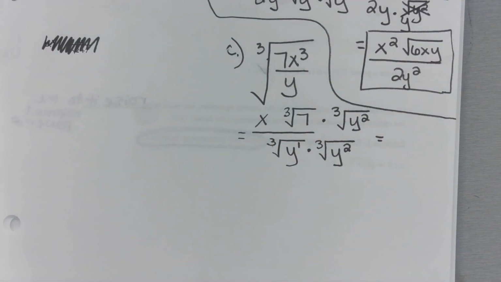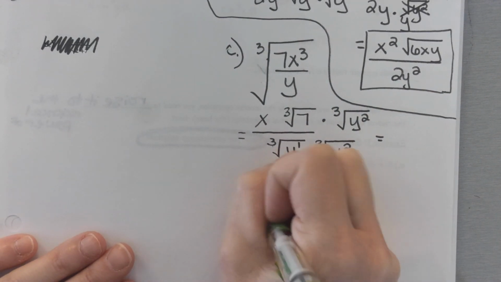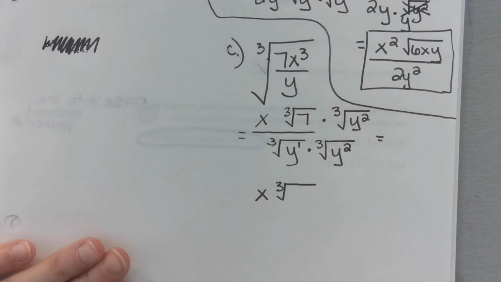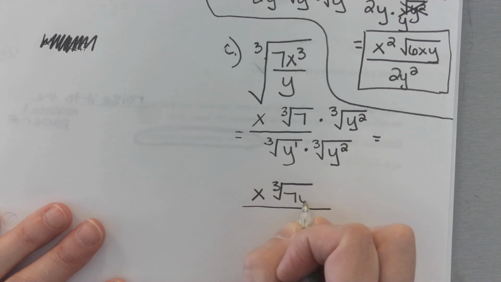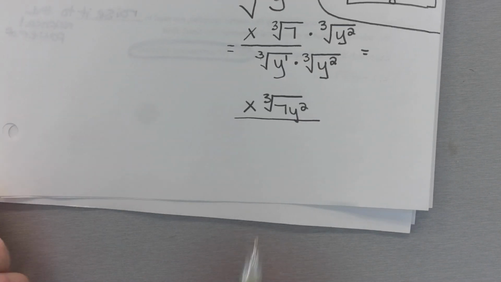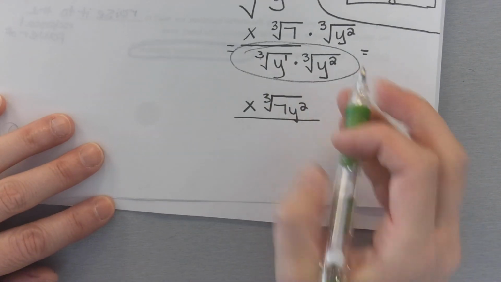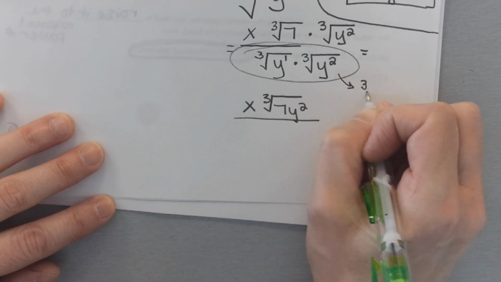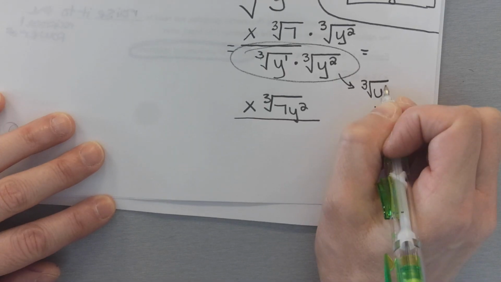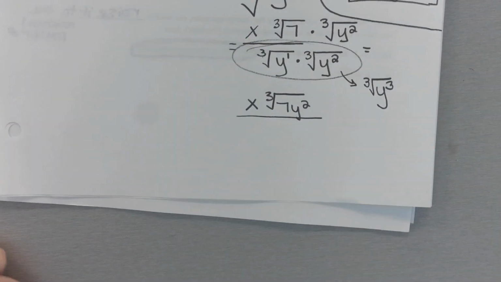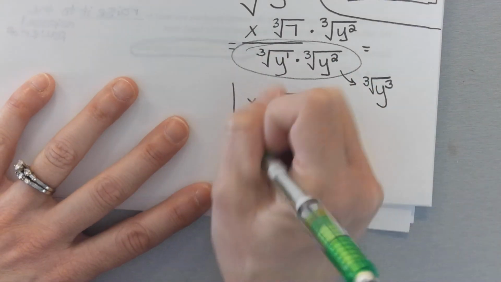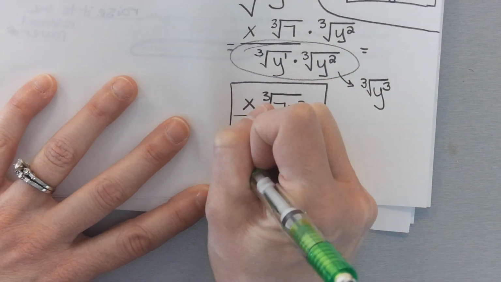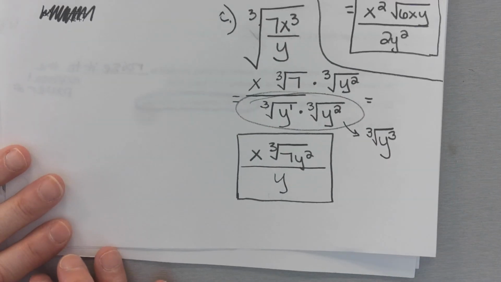Okay, so in the top, I have my x, I have my cubed root. What lives under my cubed root in the numerator? 7y squared. Yep, all the things that were under there are still under there. In the bottom, what's this going to become? The cubed root of y cubed. Well, what is the cubed root of y cubed? Y. You have to rationalize the denominator.